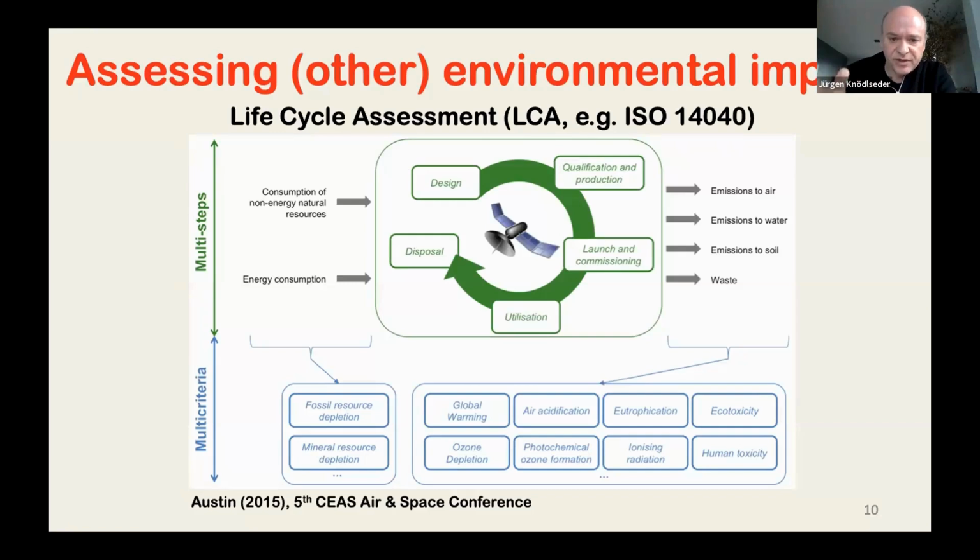So the basic idea is the following. Take, for example, a satellite like you see here, and you go through the entire life cycle of the satellite: design, qualification, launch, use of the satellite, and at the end, eventually disposal. And you look for all phases, basically what flows into the satellite from nature, so natural resources, energy consumption, and so on, and what flows out into nature, like emissions in air, water, soil, and also waste.